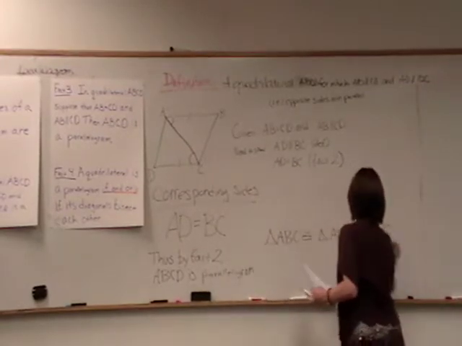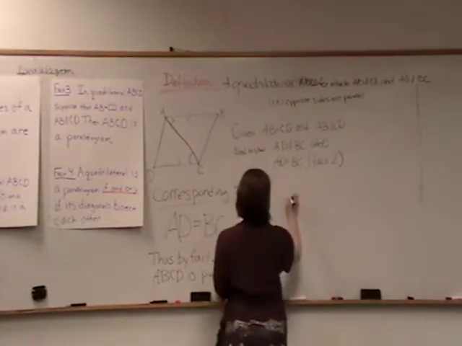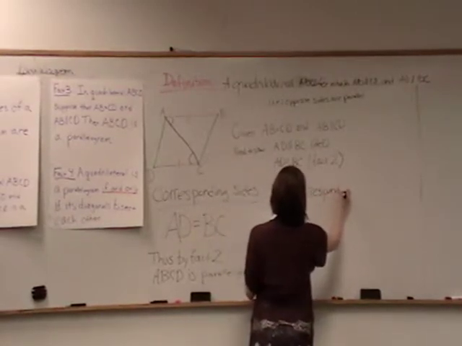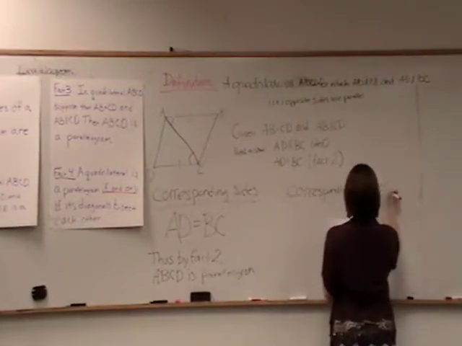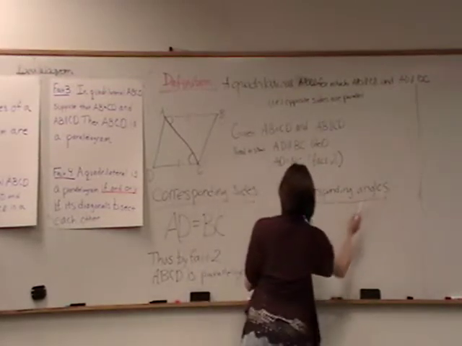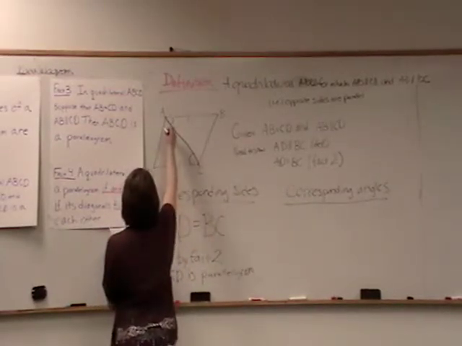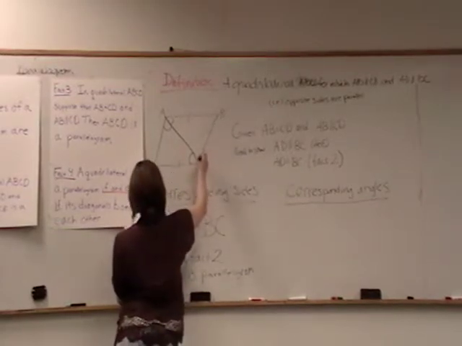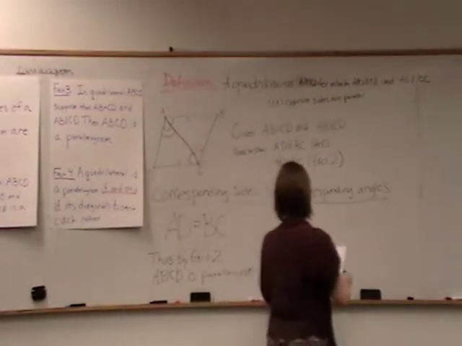Now, alternatively, we know by corresponding angles, using the same two triangles as before, triangles ABC and ADC, we have that the corresponding angles DAC and BCA are equal.